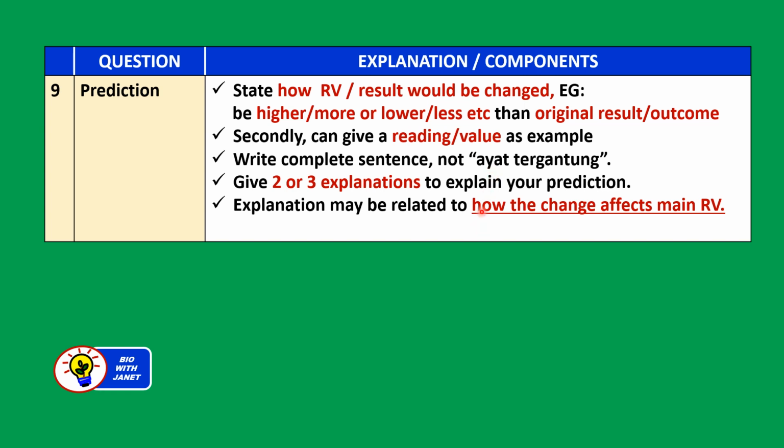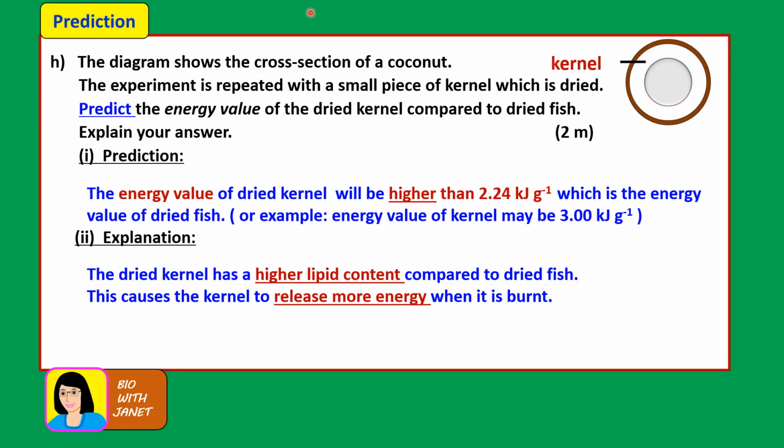Now, give 2 or 3 explanations to explain your prediction. Okay, so you have the prediction and then explanation number 1 and then explanation number 2, E1 and E2. Now, explanation may be related to how the change affects the main RV. Okay, let's look at some examples to understand how to give explanation. So let's look at this example of a prediction question for energy value.